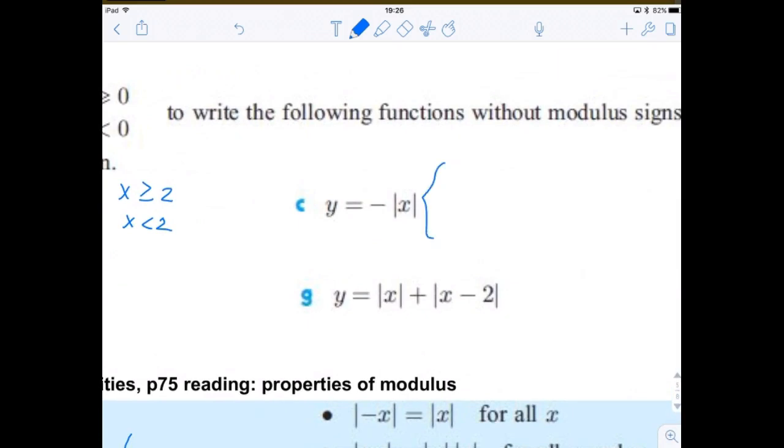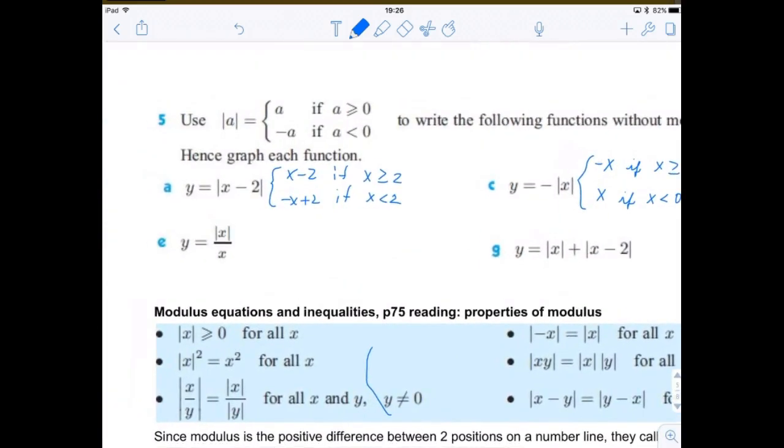So this would be negative x if x is greater than or equal to 0. And if x is less than 0, it would be negative x, because the absolute value sign would be active and make whatever x is the opposite. So actually that's equal to positive x if x is less than 0.